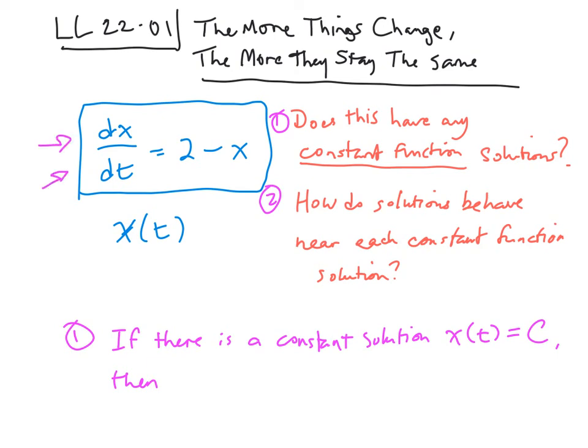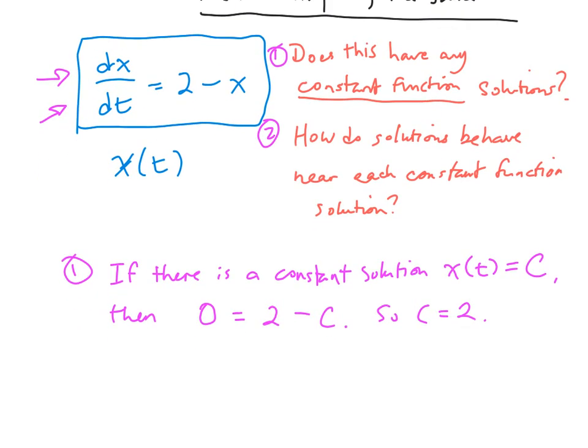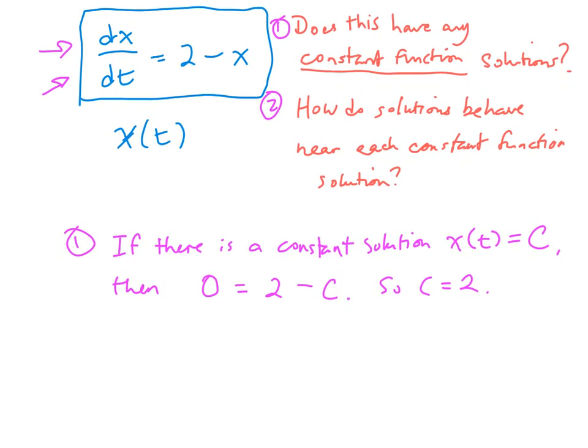Well, that would mean that dx/dt is 0 because x of t is a constant function, and that thing's derivative is 0, and that would have to be equal to 2 minus x of t. x of t is just C, so C would have to be equal to 2. So now let's investigate that possible solution, x of t equals 2.